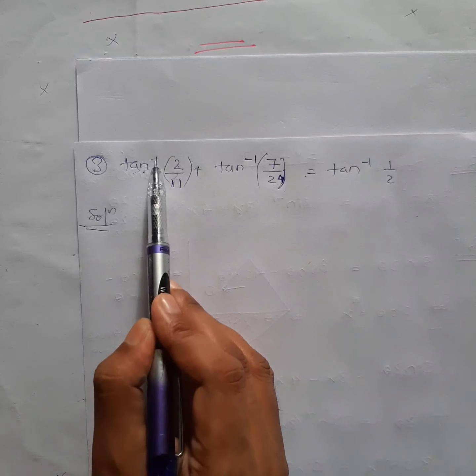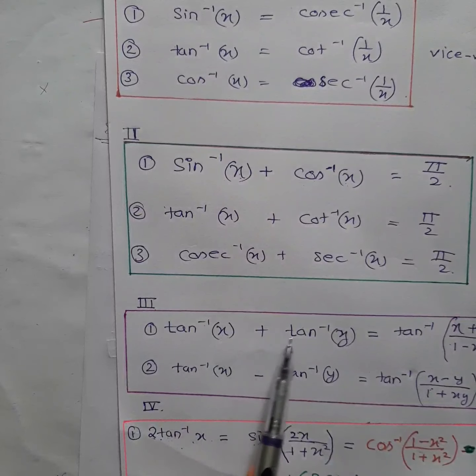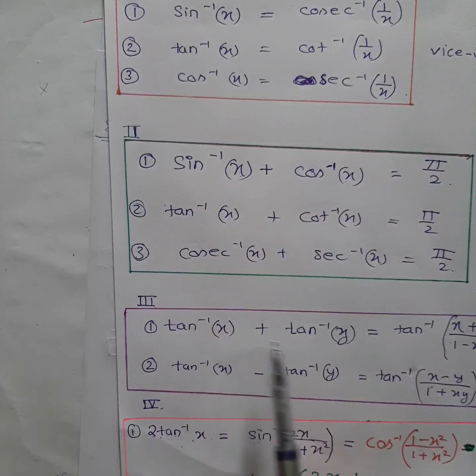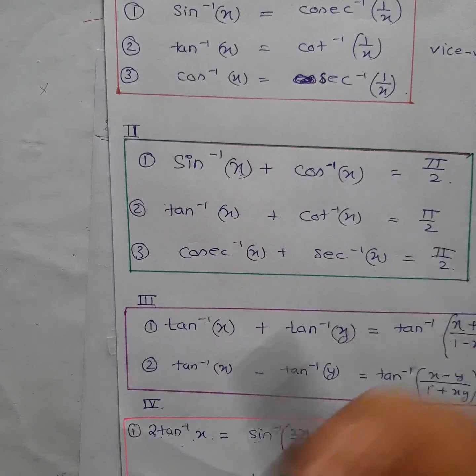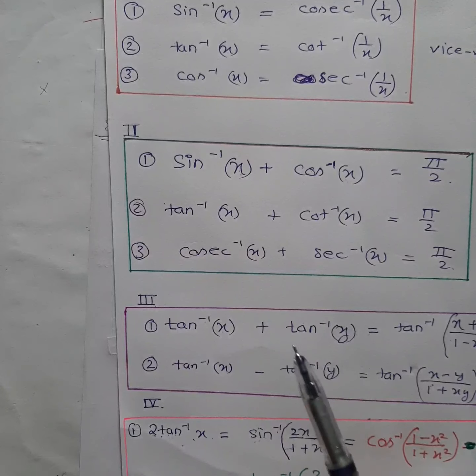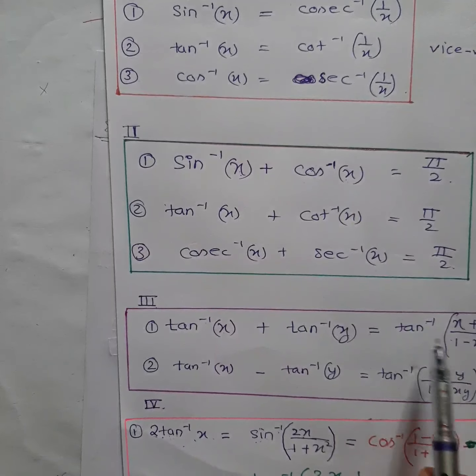See here, tan inverse x plus tan inverse y, this kind of identity we have already discussed yesterday. Tan inverse x plus tan inverse y, what was the formula? Remember, this is like tan(a plus b) in your normal trigonometry. Tan(a plus b), what was the formula? Tan a plus tan b by 1 minus tan A tan B. So in that way you can remember this.